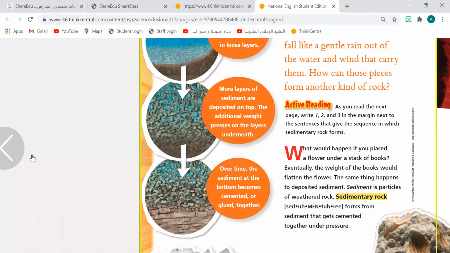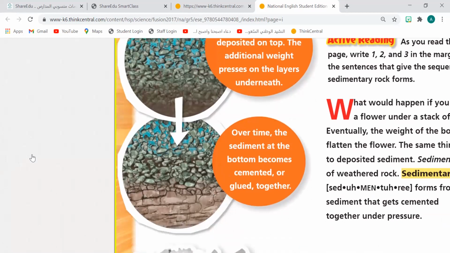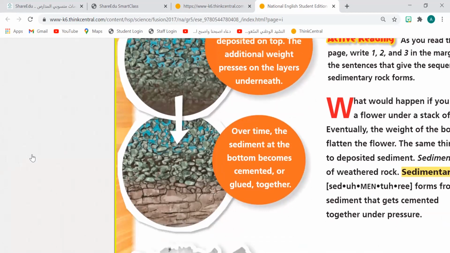Yes. A lot of pressure, because there is a lot of weight of rocks and a lot of pressure on the layers underneath. Can you see the middle picture over here? Will that change the sedimentary rocks? Will it change the shape of it or not? No, just the position. When there is high pressure and a lot of weight, it's going to be hot, but not really hot.